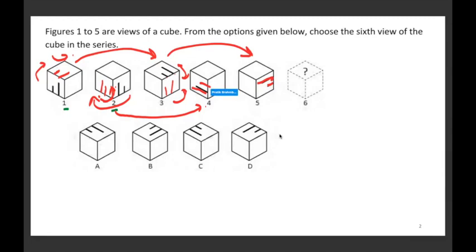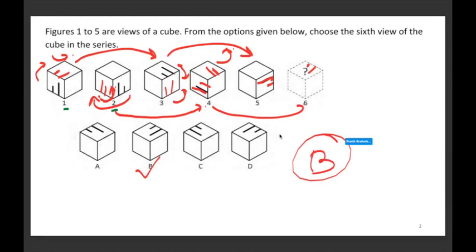So figure 4 to 6, when rotated, this goes on top here, like this, big line and small line, and then this further rotated counterclockwise, I will get the big line here and the small line here. So option B is the one which is the right answer here. Okay, we'll move to the next one.